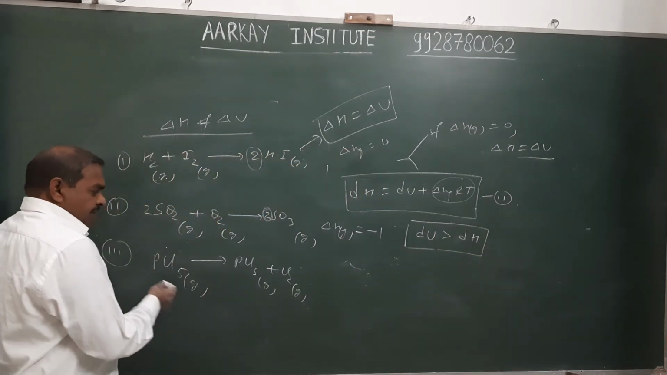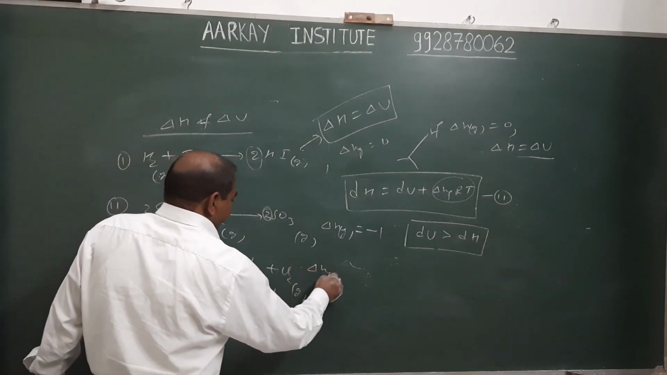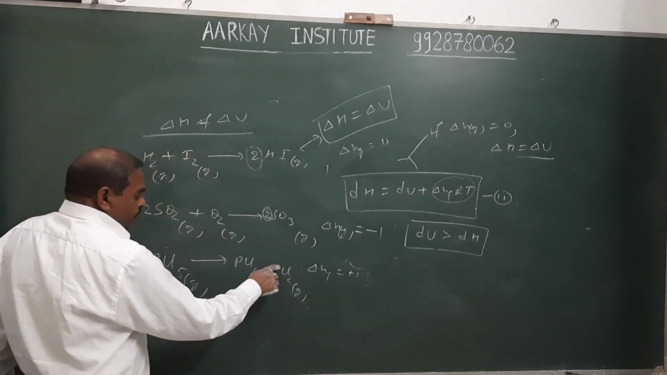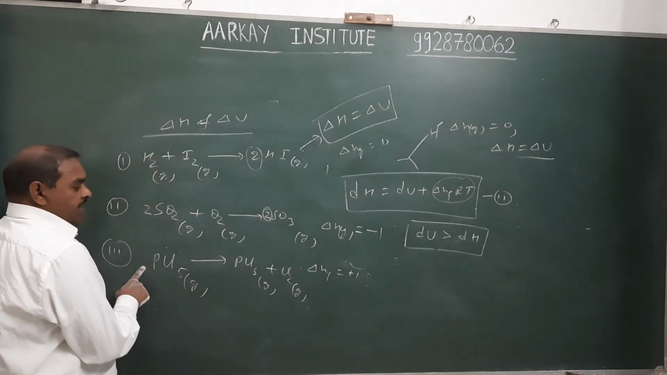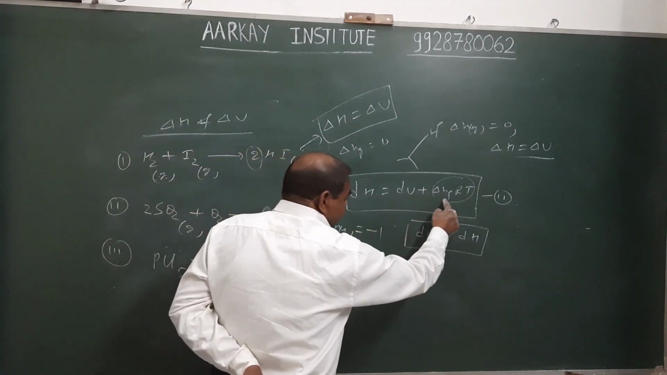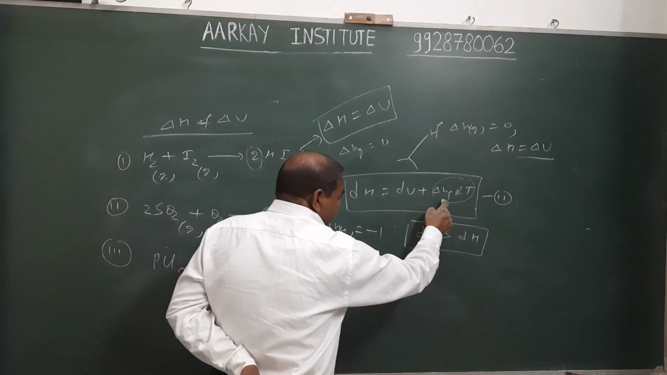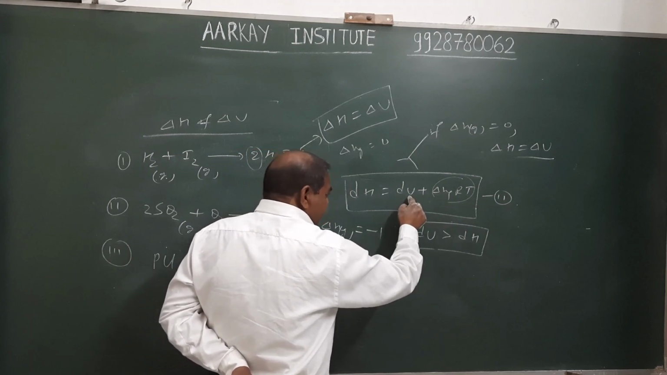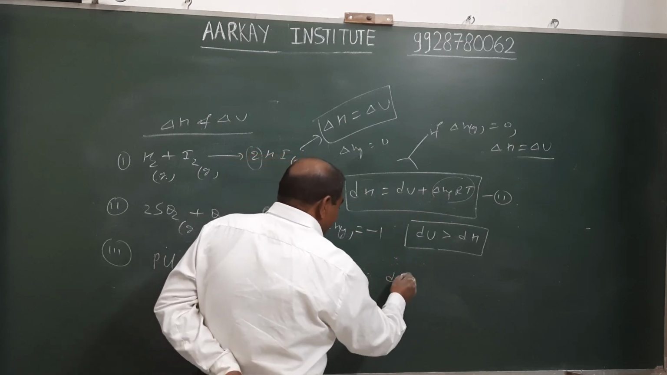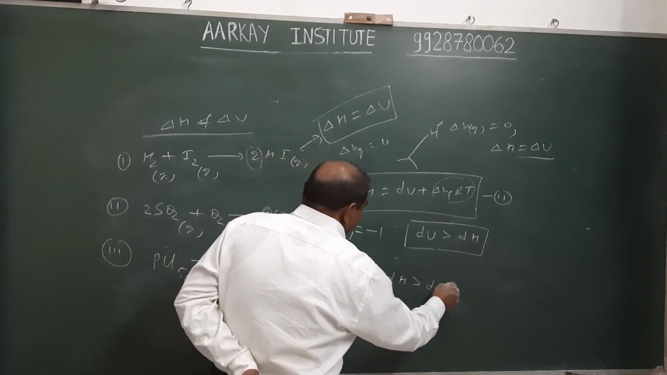In third case, delta Ng is positive, +1, because moles of gaseous product are 2 and reactant is 1. Therefore, delta Ng is +1. +1 means some amount of energy is added in internal energy change to make its value equal to delta H. It means delta H is greater than delta U.